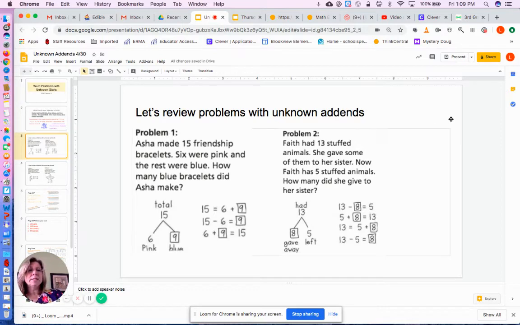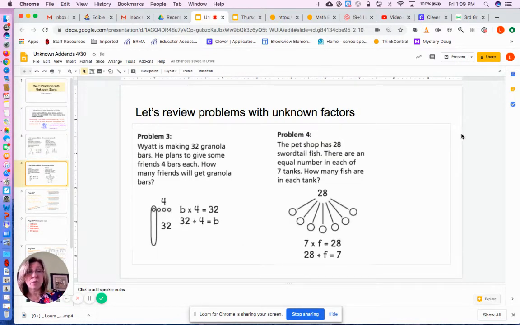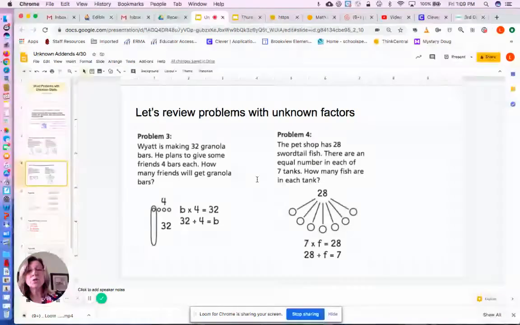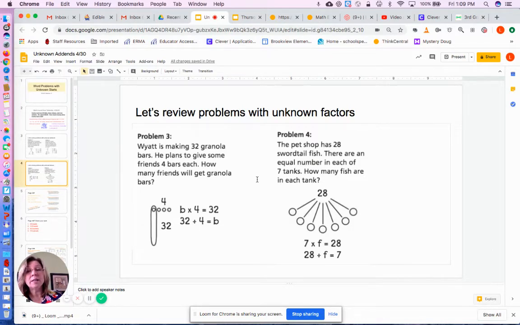Okay, let's look at also a review of unknown factor problems. Drew some of these pictures yesterday. Remember this picture, the repeated addition, really looks like a math mountain, doesn't it? 28's at the top. All right, let's talk about number 3 first, though. Wyatt is making 32 granola bars. He plans to give some friends 4 bars each. So how many friends will get granola bars?